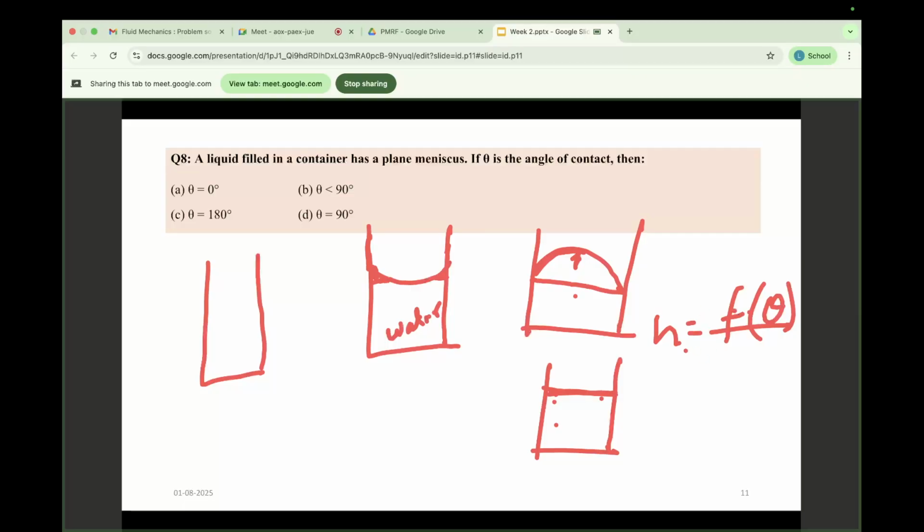Okay. So since the height is known, you can find the volume, because you already know the radius of this vessel. If the radius is known and height is known, then definitely the volume you can find out. The volume of this portion also you can find out. Okay, so I am moving to the next.